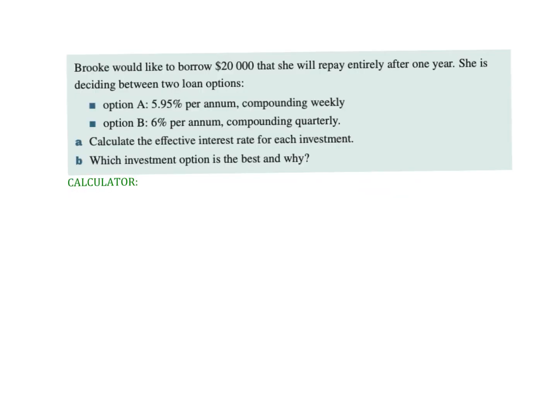Okay, so let's have a look at this example. It says Brooke would like to borrow 20,000. So when she borrows, put a little note to yourself: you want the lowest rate, yeah? When we're borrowing, we want the lowest rate. And she will repay it entirely after 1 year. So she's only going to borrow for 1 year. And she's deciding between two options, because this is what happens.